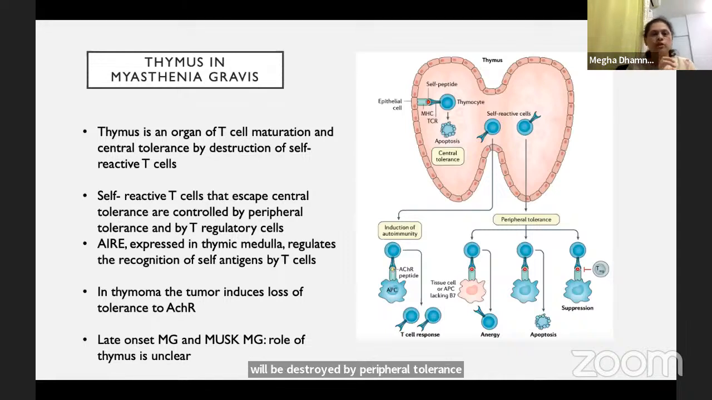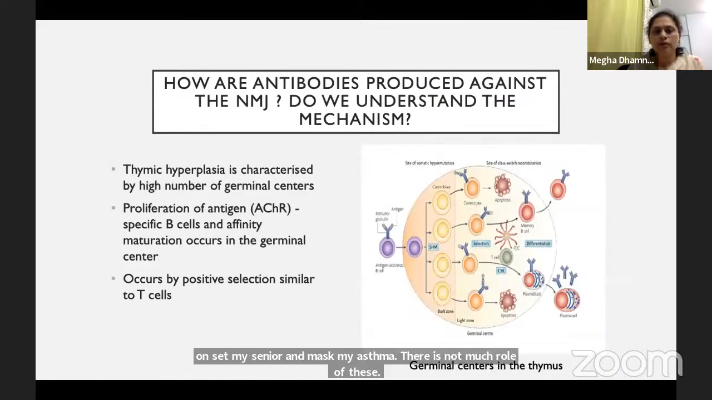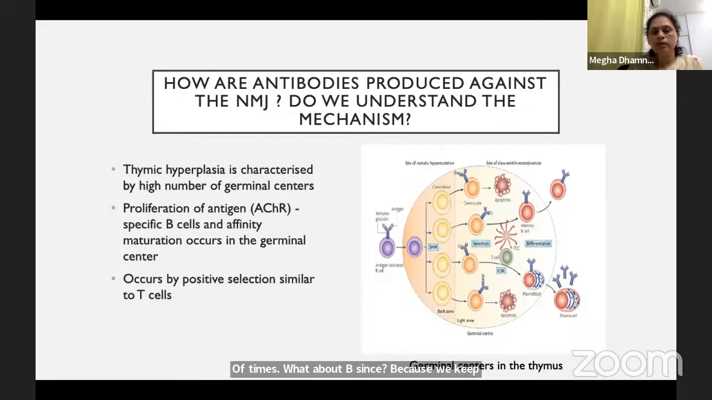The central tolerance is actually defective in patients with myasthenia gravis. In late onset myasthenia and MuSK myasthenia, there is not much role of the thymus. What about B cells? Because we keep talking about B cell depleting therapies in myasthenia. A normal thymus does not have germinal centers, but a patient with myasthenia has thymic hyperplasia, which is characterized by a high number of germinal centers.